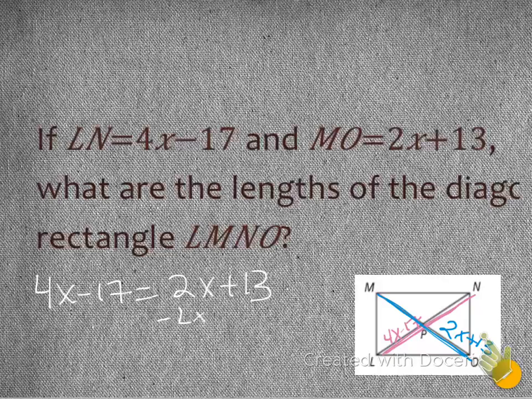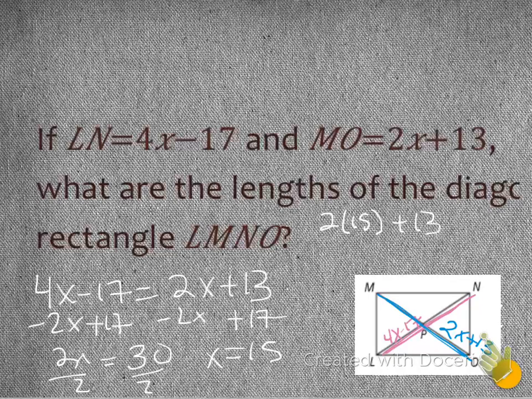So we're going to subtract 2x and add 17 on both sides. So I'm going to get 2x equals 30, divided by 2, so x equals 15. But I wanted the lengths of the diagonal, so I need to plug it in. So if I plug it in for 2x plus 13, I'm going to get 2 times 15 plus 13, so 30 plus 13, so 43. And if they're congruent, that means they're the same, so both of those diagonals should be 43.